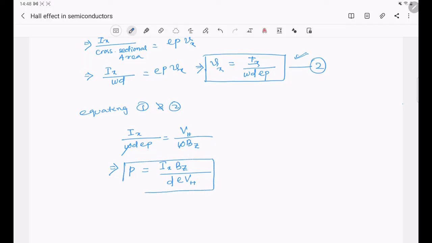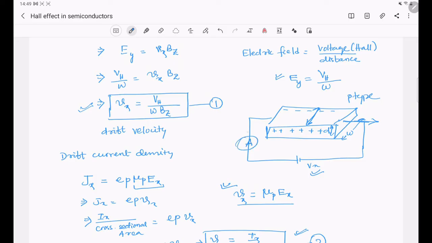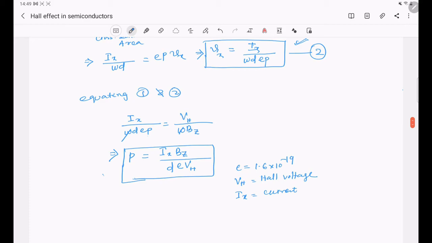In this expression, Bz is the magnetic field applied, and the value is known. D is the height or depth of the semiconductor block, so it can be obtained from the given dimensions. e is 1.6 into 10 to the power minus 19, and VH is the Hall voltage, so it is the reading of the voltmeter. Now Ix can be measured by connecting an ammeter. Where should the ammeter be connected? You should connect the ammeter over here, and it will give you the value of the current Ix. By obtaining those values, we can find the concentration of holes for a p type semiconductor.